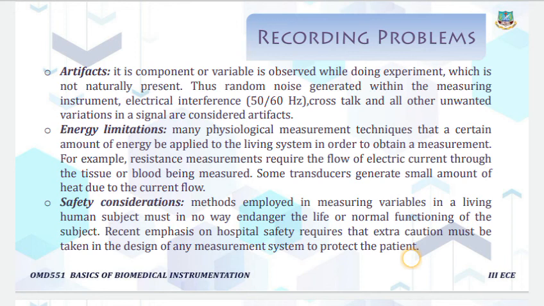Many physiological measurement techniques require that a certain amount of energy be applied to the living system in order to obtain a measurement. So for the measurement, we need some external energy. For example, the resistance measurement requires the flow of electric current through the tissue. That is, if we want to measure the resistance, we have to allow some current to flow through the tissue or blood being measured.